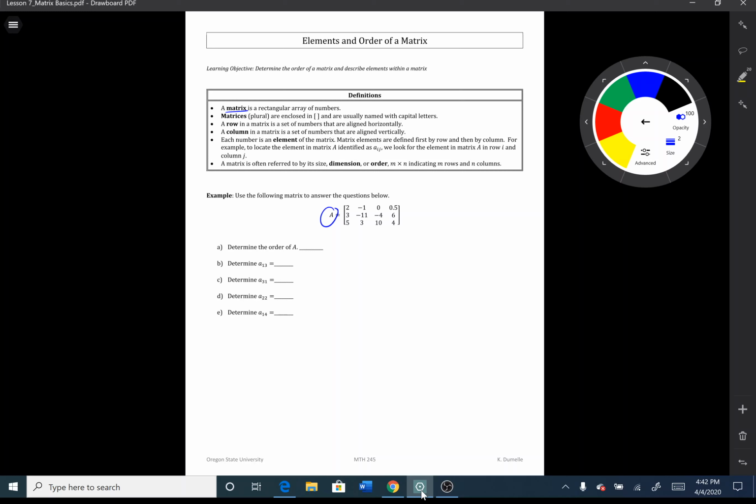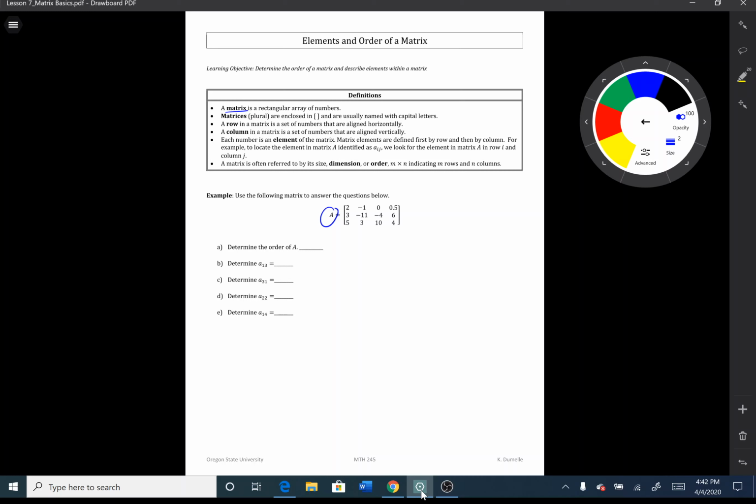A row in a matrix is a set of numbers that are aligned horizontally, so rows are horizontal. A column in a matrix is a set of numbers that are aligned vertically. Each number in a matrix we call an element of the matrix. Matrix elements are defined first by row and then by column. So for example, to locate the element in matrix A defined as A sub ij, we look for the element in row i and in column j. We'll do some examples of these in this example.